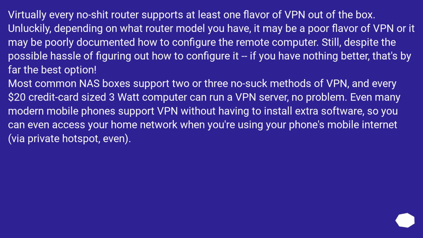Virtually every decent router supports at least one flavor of VPN out of the box. Unluckily, depending on what router model you have, it may be a poor flavor of VPN or it may be poorly documented how to configure the remote computer. Still, despite the possible hassle of figuring out how to configure it, if you have nothing better, that's by far the best option. Most common NAS boxes support 2 or 3 decent methods of VPN, and every $20 credit card sized 3-watt computer can run a VPN server, no problem. Even many modern mobile phones support VPN without having to install extra software, so you can even access your home network when you're using your phone's mobile internet, via private hotspot, even.